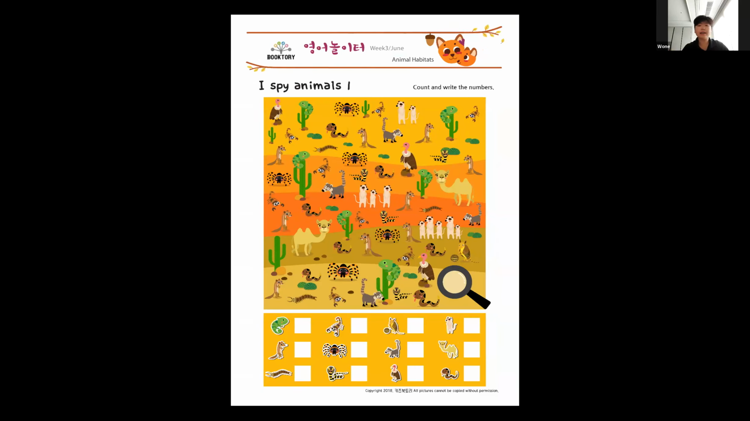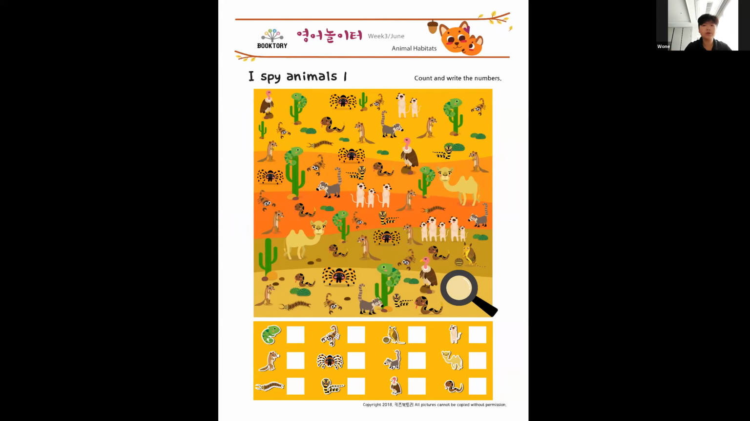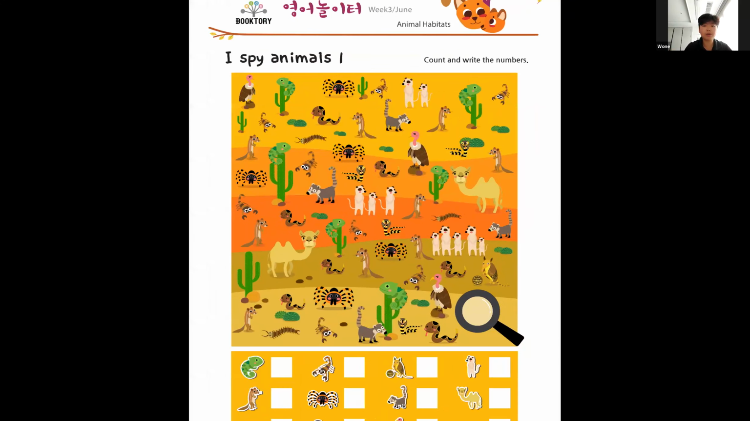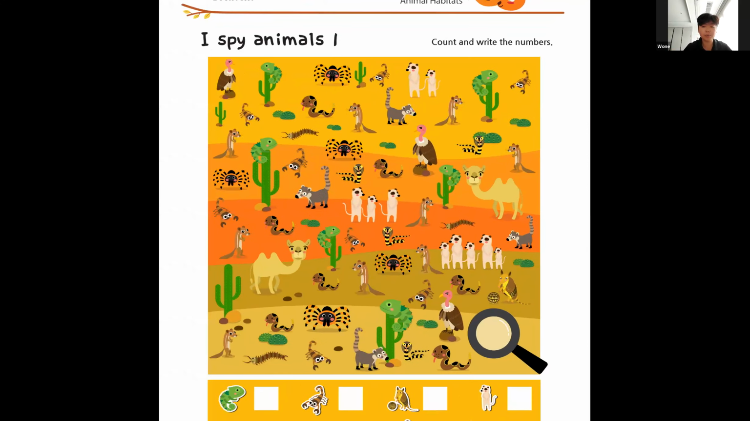Here we go. I spy animals. So I spy with my little eye. You know how to do this. What you're going to do is you're going to, whoops. Let me change my pen. So what you're going to do is you're going to count and write the numbers. I'm not going to do everything with you, but I will help you out.